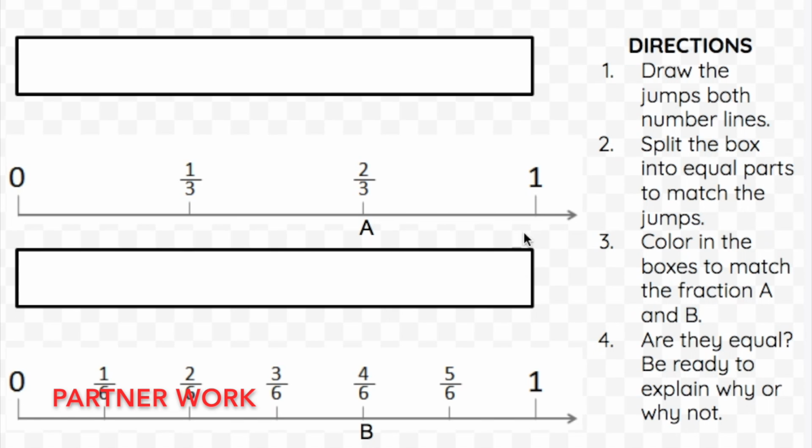Look on the right. Number 1, we're going to draw the jumps on both number lines. With your partner, you will split the box into equal parts to match the jumps that you drew. Step 3, you will color in the boxes to match the fraction A and B. And number 4, you need to determine with your partner, are they equal? Be ready to explain why or why not by using your number line and your boxes to explain.